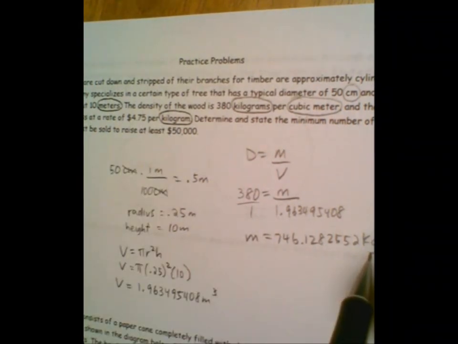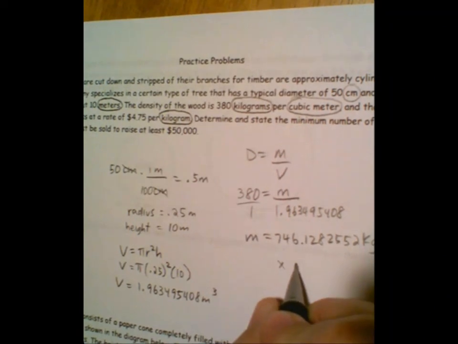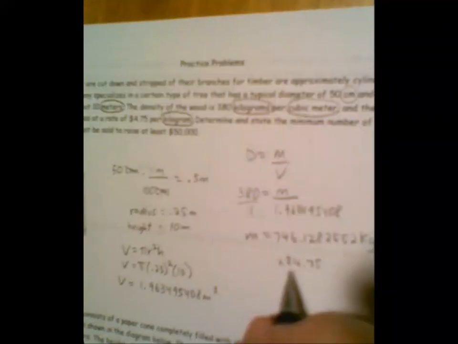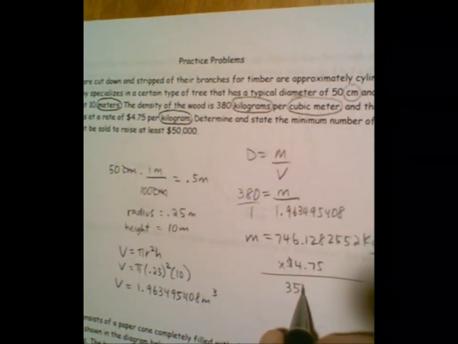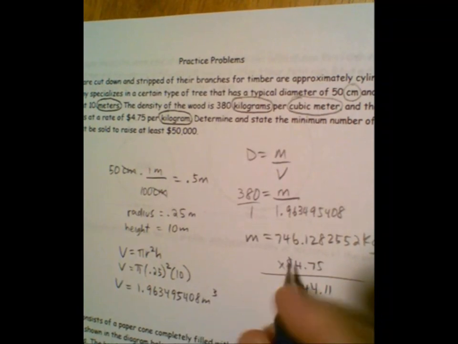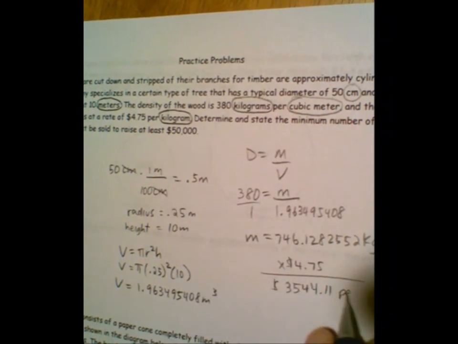Okay? Now, it's $4.75 per kilogram. We have this many kilograms. So we multiply this times $4.75 per kilogram, and we end up with $3,544.11 per tree.